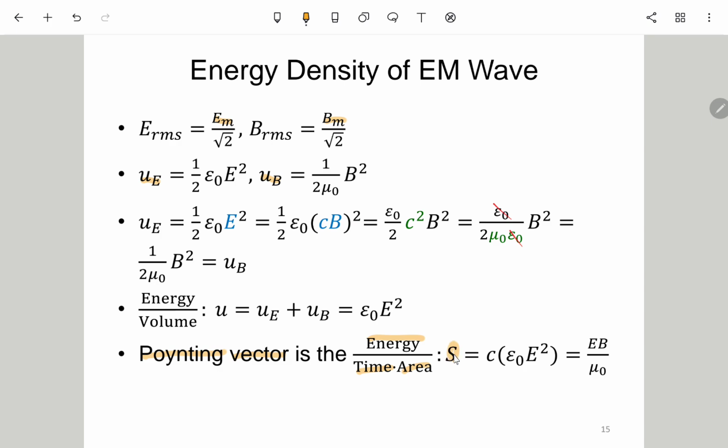So this is the magnitude of the Poynting vector. The magnitude of the Poynting vector will be c, the speed of light, times this one, the energy per volume. Why is it like that? Because you can consider this as the energy per volume. So here we have a volume over the time and then over the area.